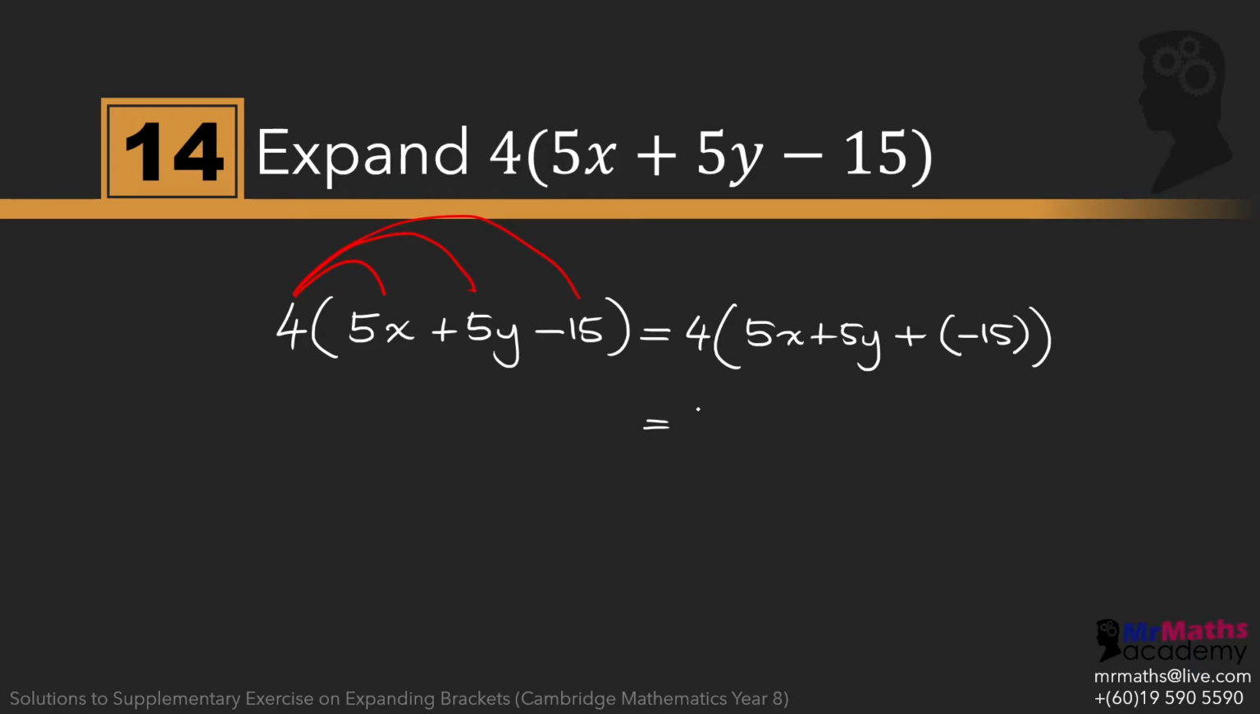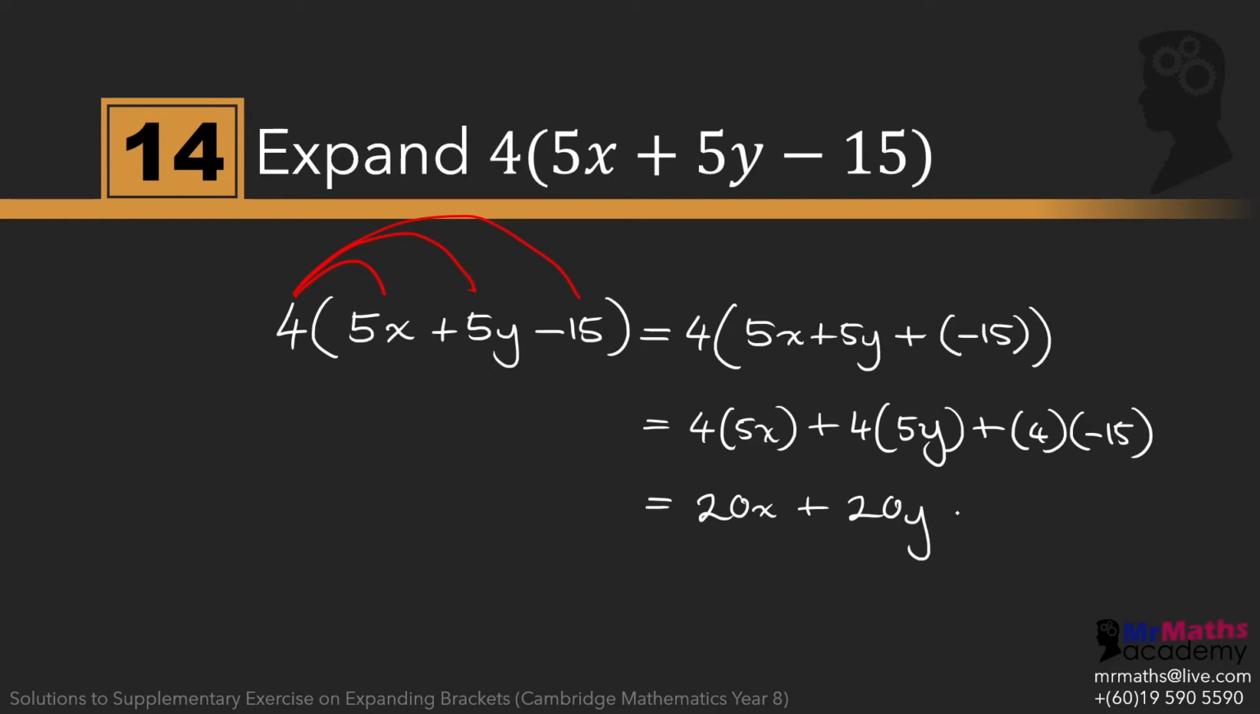So now we can multiply 4 by each of the terms inside the bracket. So now 4 times 5x plus 4 times 5y plus 4 times minus 15. So 4 times 5 is 20x plus 20y plus minus 60, I guess. Okay, 15 times 2 is 30, 30 times 2 is 60, so that is correct. And we have minus and plus meeting together here, so the final answer is 20x plus 20y minus 60.